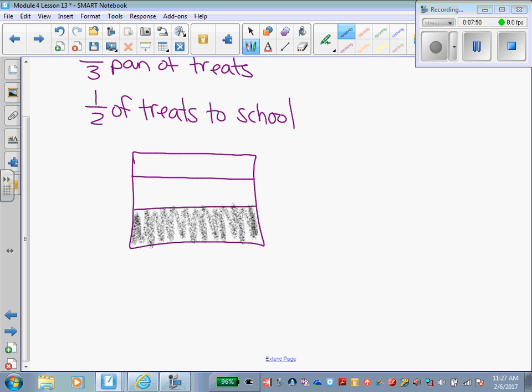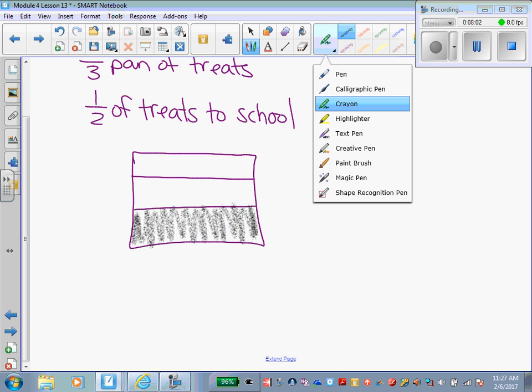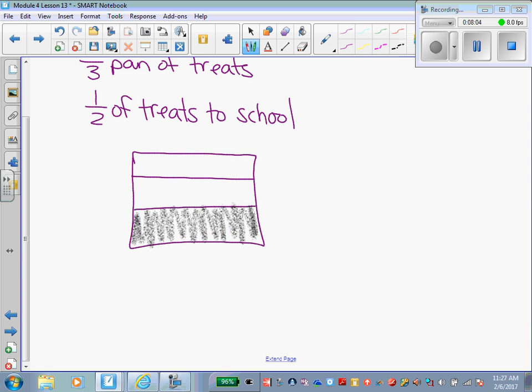All right, so she's got 1/3 pan of crispy rice treats, and she sends half of that to school. How can I model that she is sending half of those, and then to figure out how much that half is? Brooklyn?